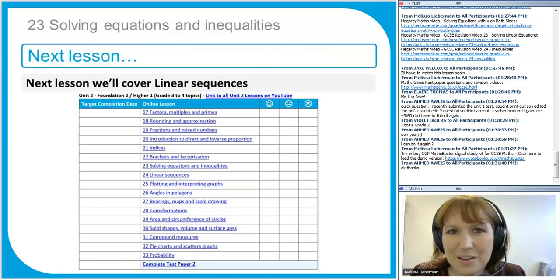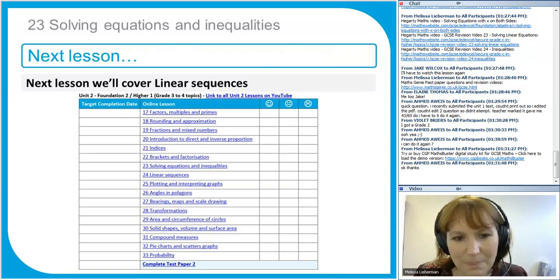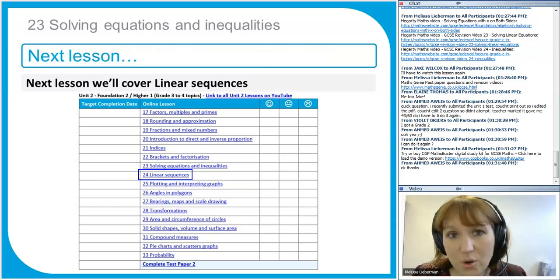And then next lesson, I'll be covering linear sequences. Linear just means sequences where the numbers go up by the same amount each time. That will be lesson 24. If you're watching live, that will be on Thursday, so hopefully you can join me then. You can also watch the recorded versions if you want to.